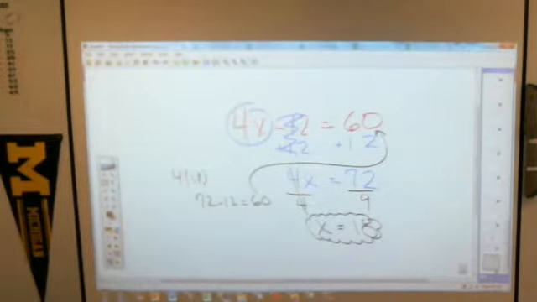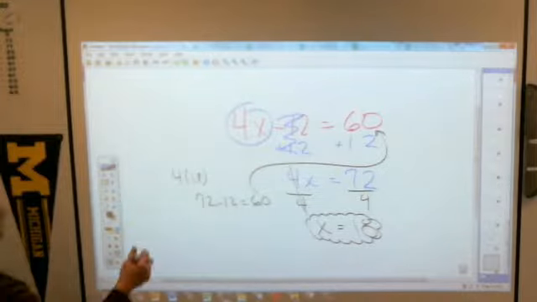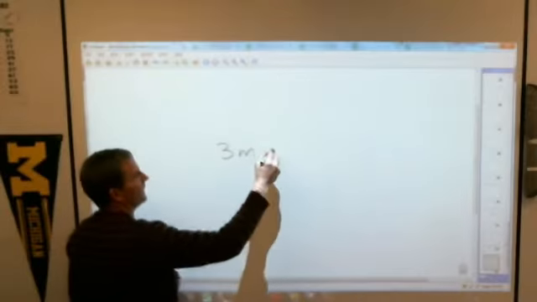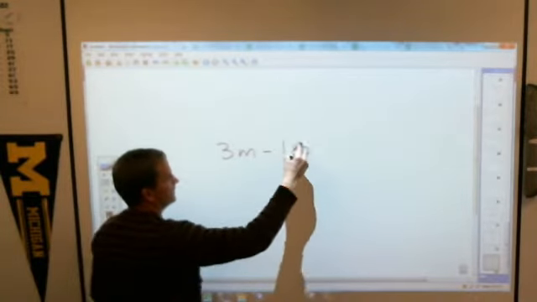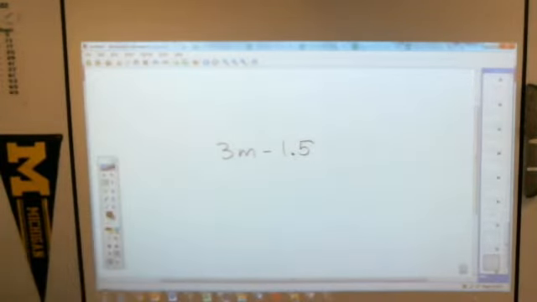What about if it has some decimals in it? Will decimals frighten you? How about this one? I'll let you do this one. 3m minus 1.5 equals 4.2.